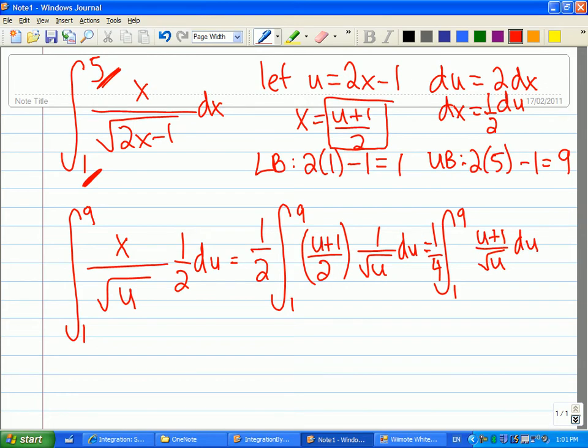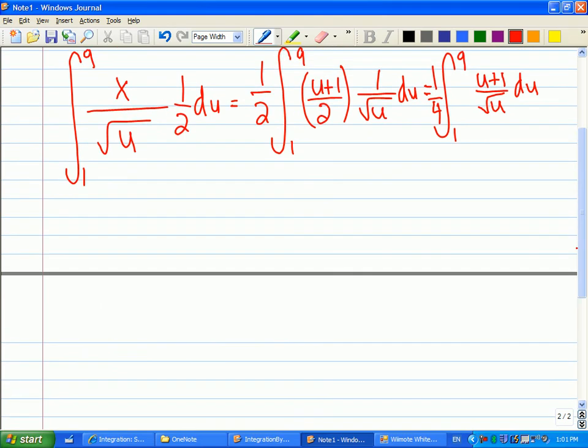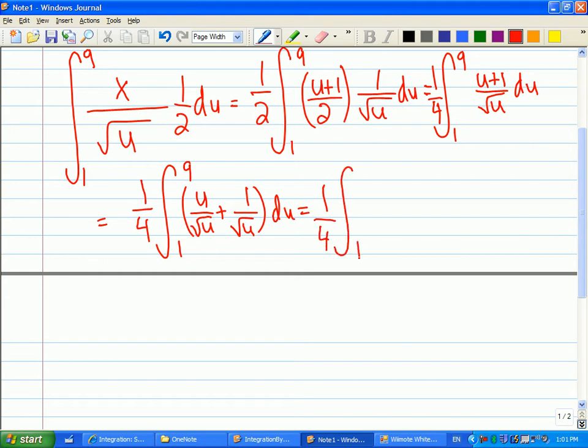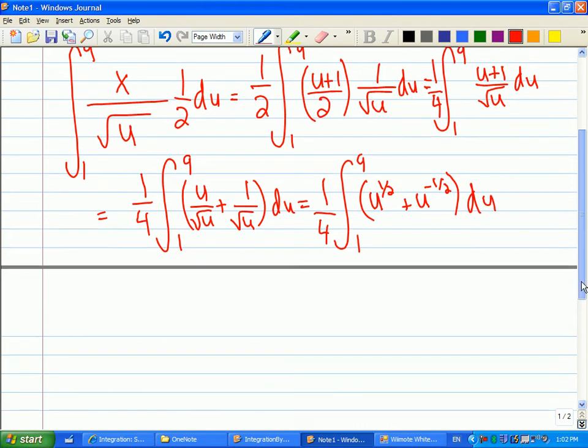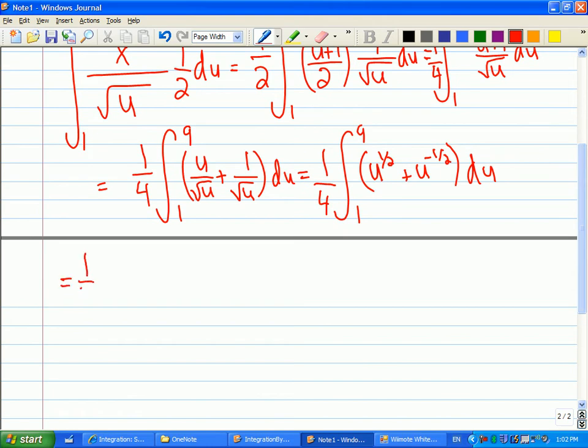And in this situation, I'll make use of that monomial, and I'll use my exponent laws. So that means I'm going to have 1/4 the integral from 1 to 9 of u over root u plus 1 over root u du. I can write these now as exponents, and that'll be the easiest way to take the antiderivative. So it'll be u to the 1/2 plus u to the negative 1/2. And I can use the power rule in reverse. So I should end up with 1/4 times 2/3 u to the 3/2 plus 2u to the 1/2, and we'll be going from 1 to 9.